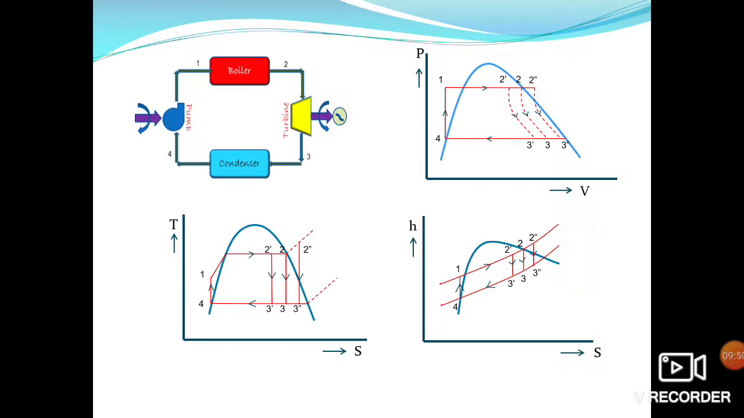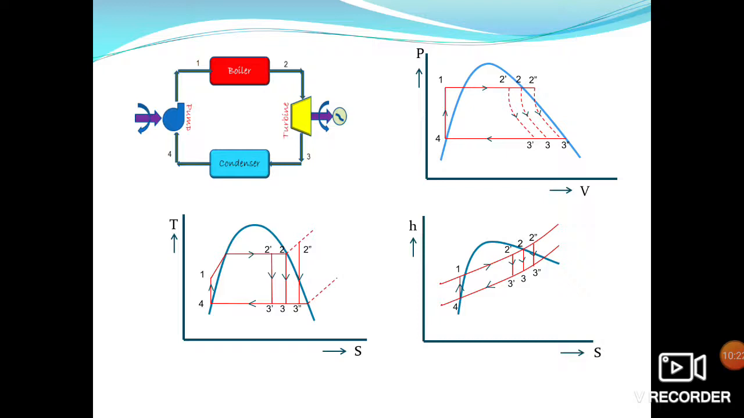Process 1 to 2. The water at point 1 is heated and converted into steam. Now this steam can be wet steam or dry saturated steam or superheated steam at point 2, at constant pressure and at constant temperature. Since it is at constant pressure and constant temperature, it will be a straight line. You can see it in the PV and TS diagram. It is a straight line.